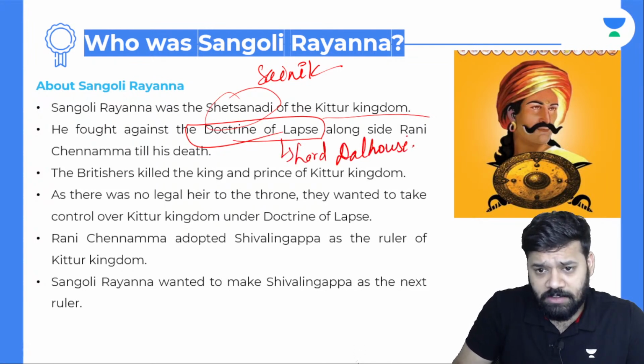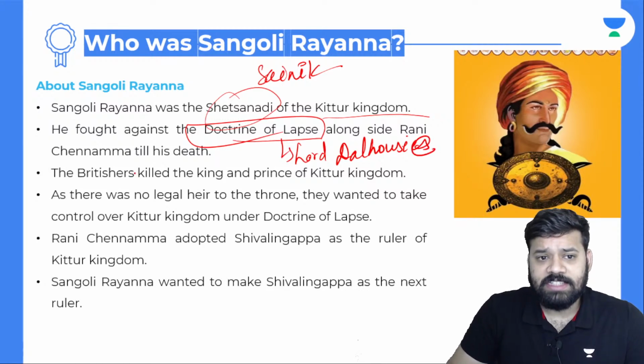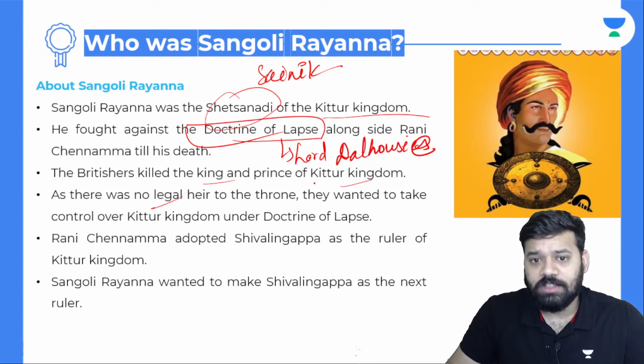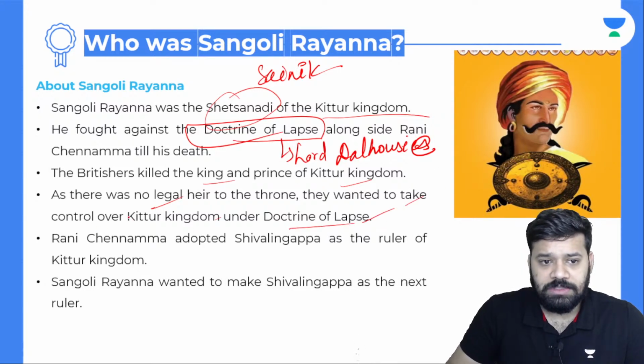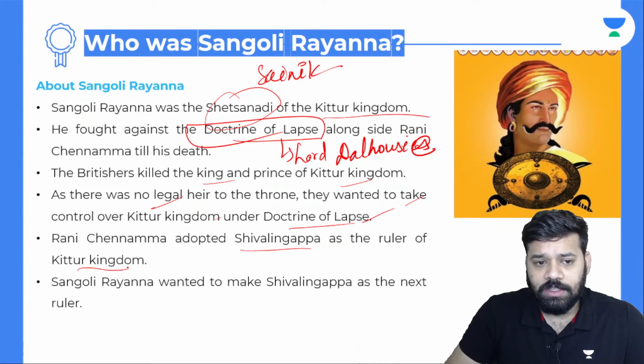Lord Dalhousie introduced the doctrine of lapse alongside Rani Chennamma till his death. The Britishers killed the king and the prince of Kittur kingdom as there was no legal heir to the throne. They wanted to take control over the Kittur kingdom under the doctrine of lapse. Rani Chennamma adopted Shivalingappa as the ruler of Kittur kingdom. So Rani Chennamma did not have a male heir.